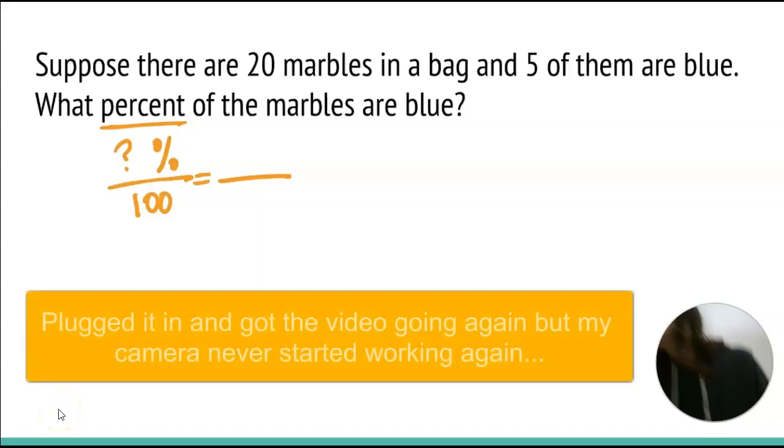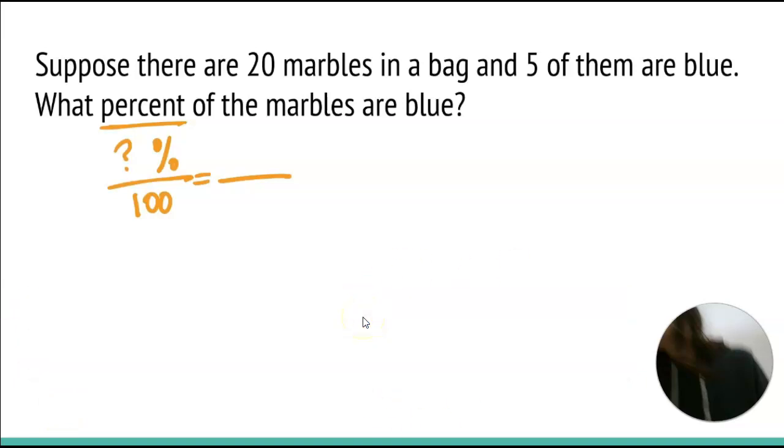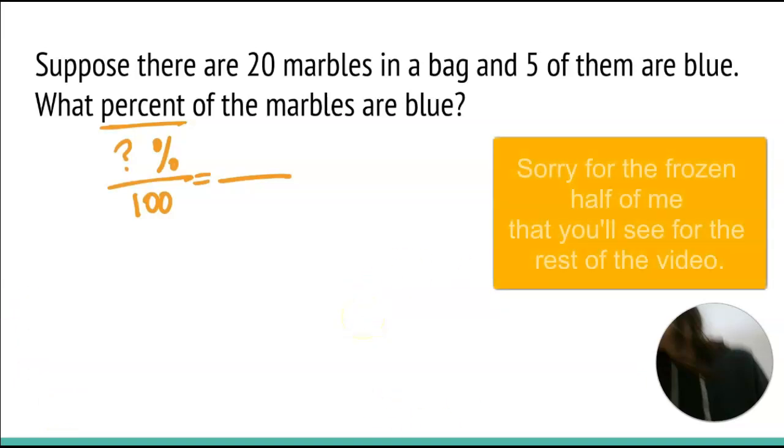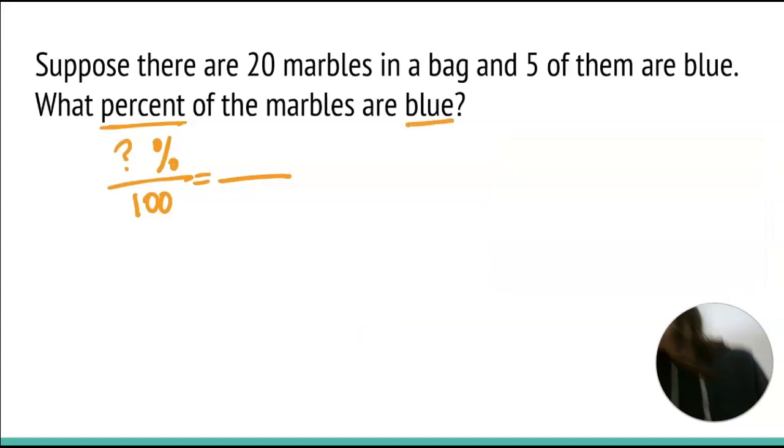So what percent of the marbles are blue? Well, we know 5 of them are blue. We definitely know that the part is blue. And we know that there are a total of 20 marbles in the bag. We could fractionate and control this, or we can see that there's a relationship there, or even a relationship there.